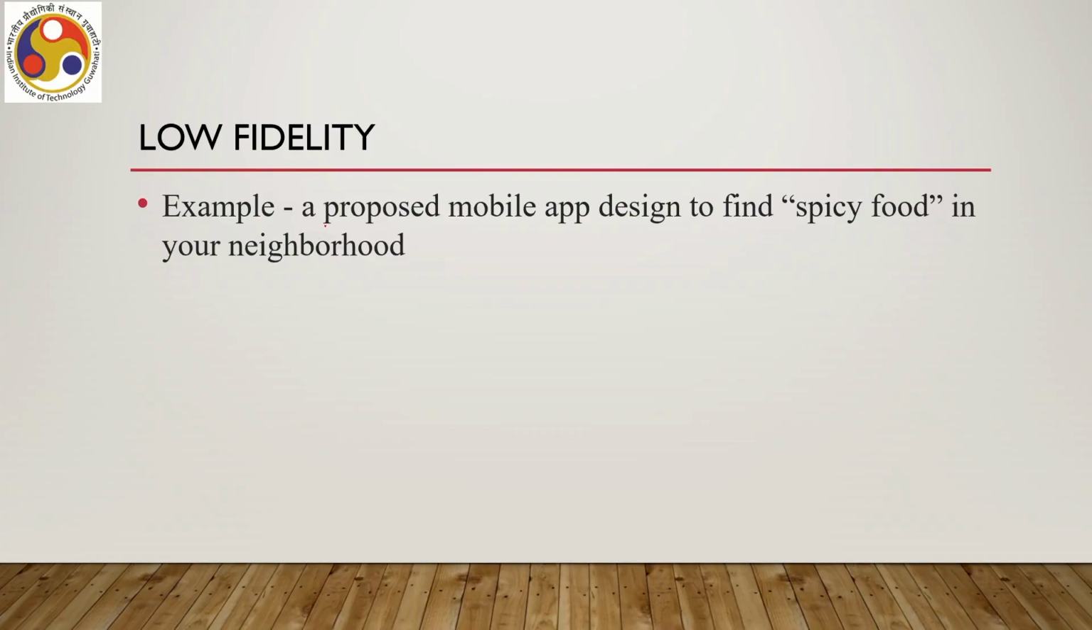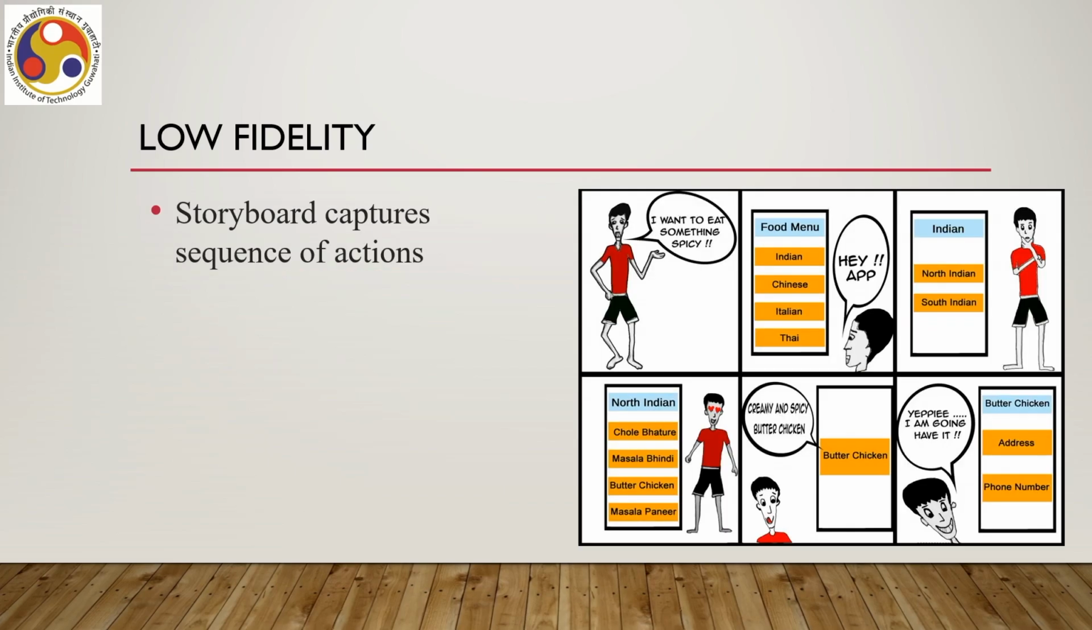For example, let us talk about a mobile app. Now, the mobile app is designed to find spicy food in your neighborhood. So, how to perform the interactions, what are the ideas we can have to provide interactions to the user, so that the user is able to find the spicy food in the neighborhood? This can be one possible instance of the storyboard, that is, one possible instance of the design idea.